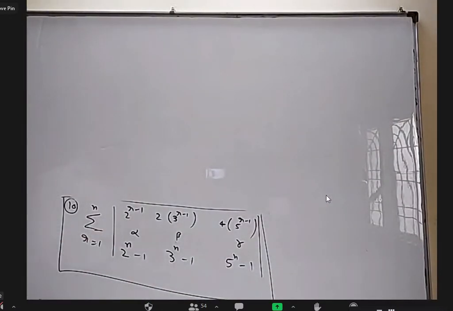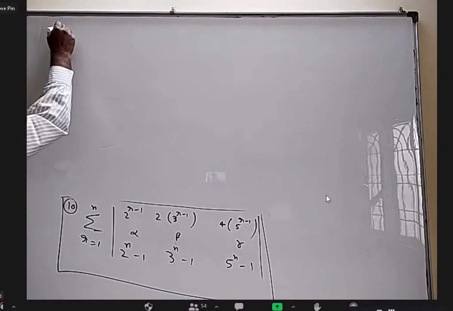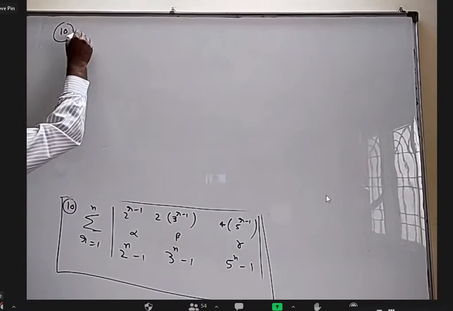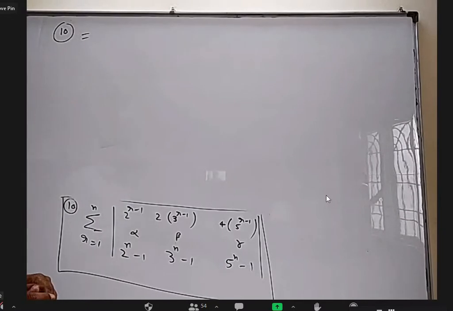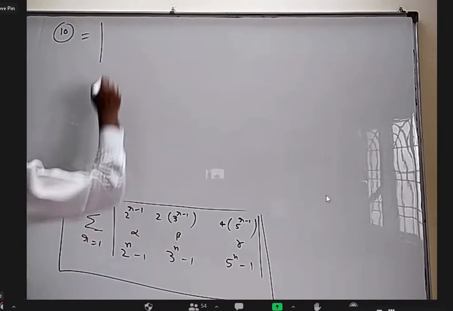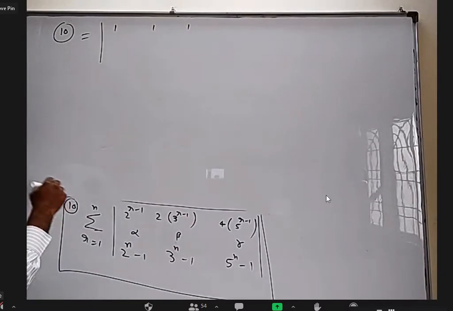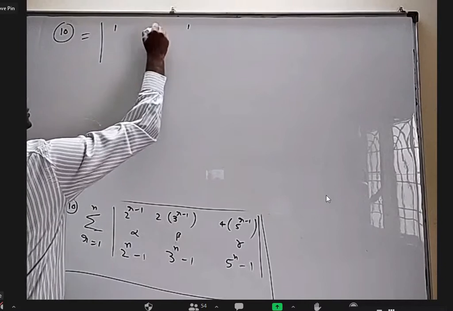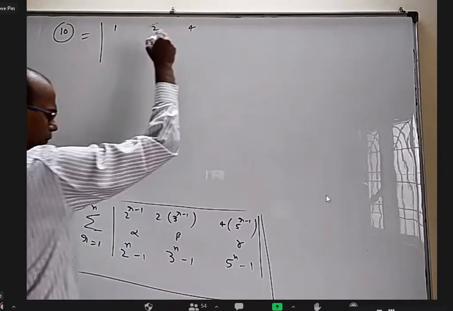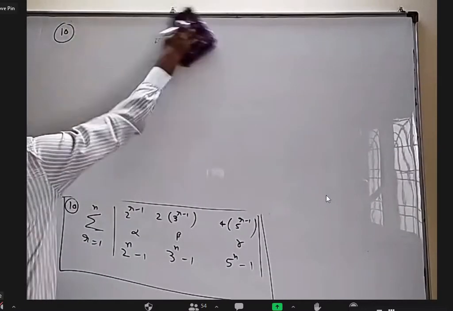Okay, somebody completed this question? Okay, first and third rows are identical. Yes, you are right. When I put r equal to 1, it will become 2 power 0. This is 1, this is 2, this is 4. Alpha, beta, gamma. Let me write a little closer to the right.